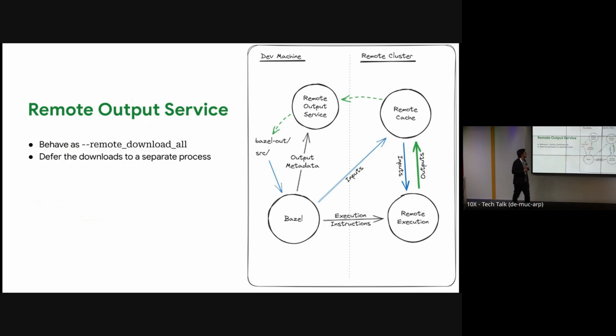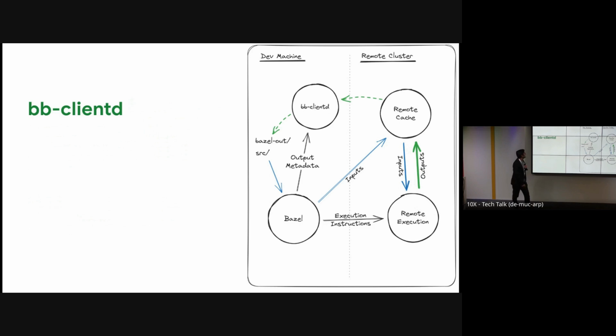But what we can do is use a bit smarter implementation of the remote output service in order to help us with this situation. One such example is BB Client D. What BB Client D does is that instead of actually downloading the things into Bazel out, it just mounts a virtual file system there where it tells the user, yeah, sure, I downloaded those files. Look, they're here. The virtual file system describes their exact topology. They have the correct size. And with a bit of effort, you can even check the hash of them without actually having to go fetch anything from the cache layer.